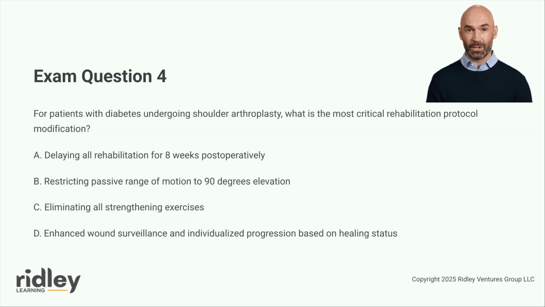Question 4. For patients with diabetes undergoing shoulder arthroplasty, what is the most critical rehabilitation protocol modification? The correct answer is D. Enhanced wound surveillance and individualized progression based on healing status.